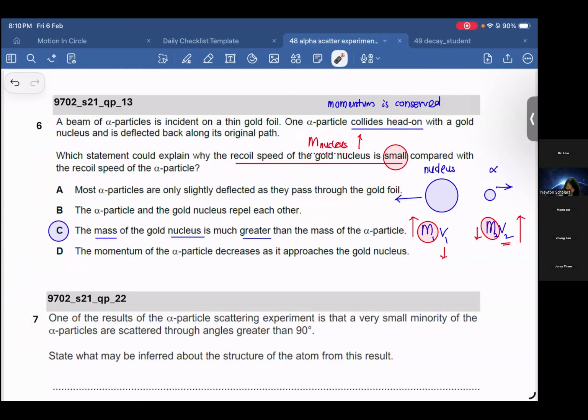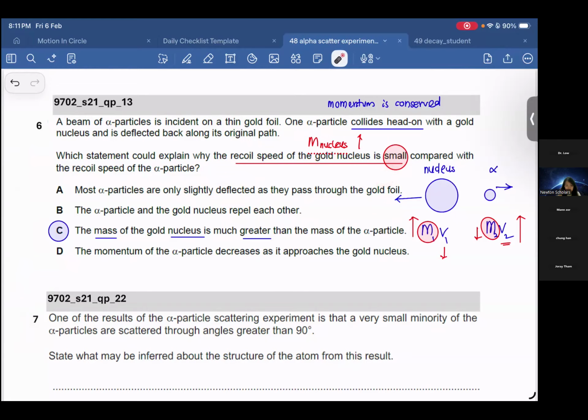Most alpha particles are only slightly deflected. Okay, yes, when they pass through the gold foil. This statement is a general observation, no problem, but this is not the reason why the recoil speed is more. It doesn't explain this.